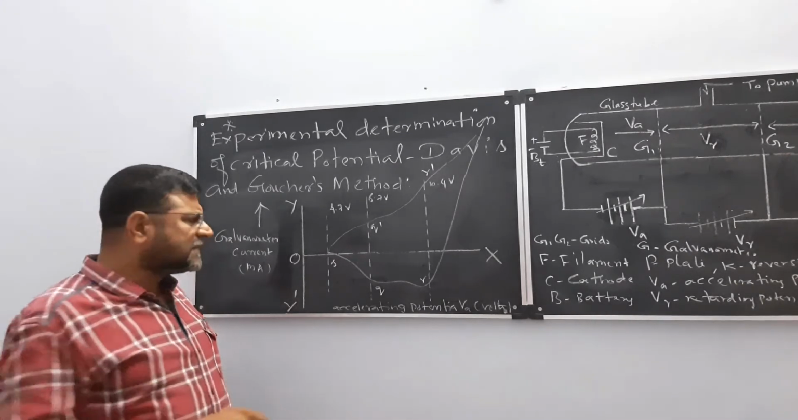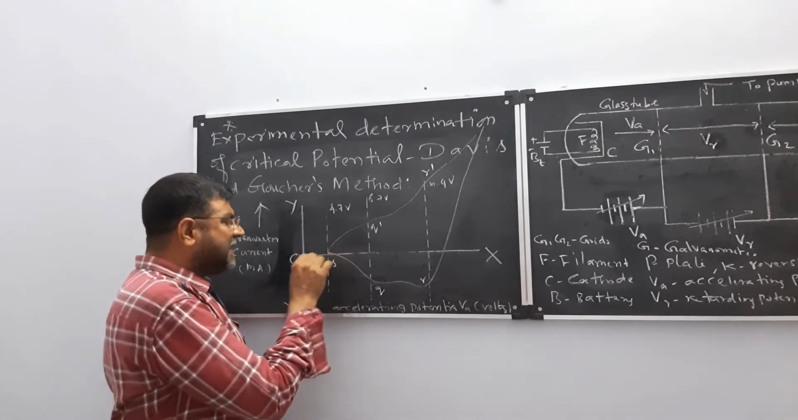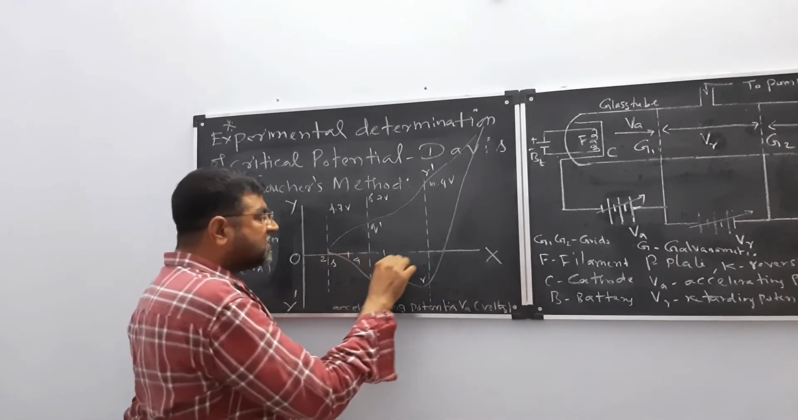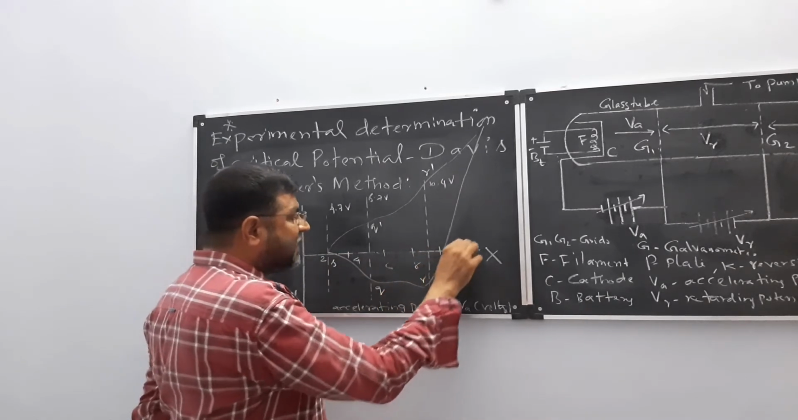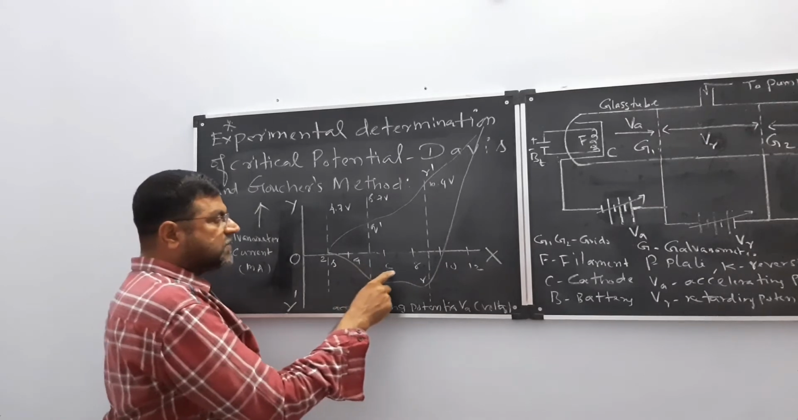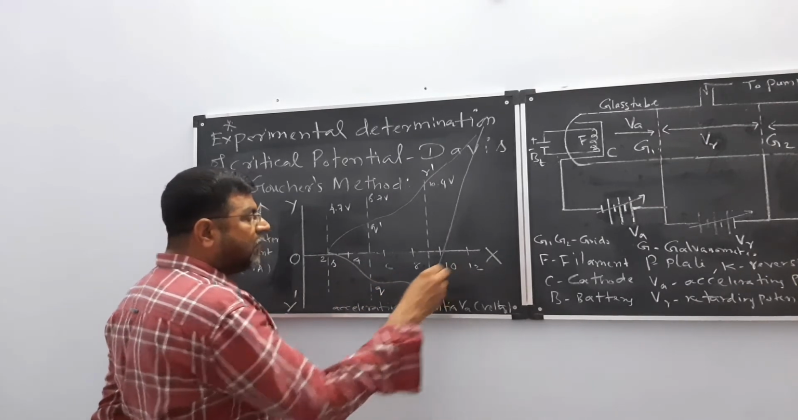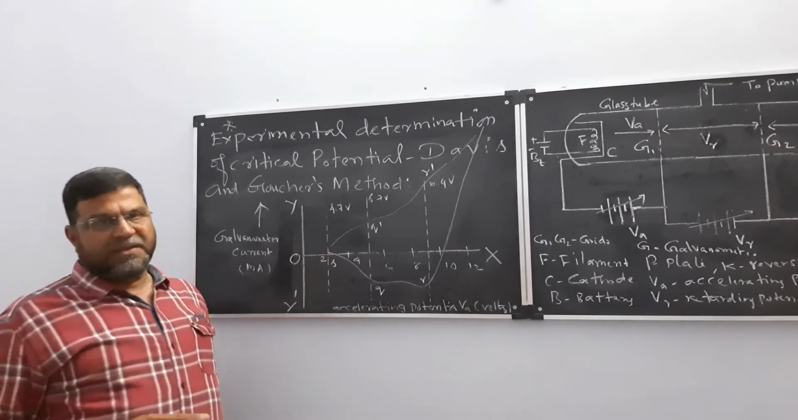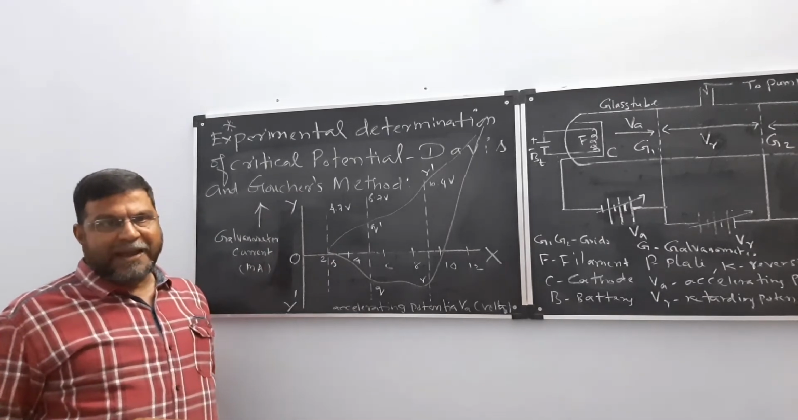milliamperes. Now I am varying the accelerating potential in steps of 2, 4, 6, 8, 10, 12. So I am taking so many volts: 2 volts, 4 volts, 6 volts, 8 volts, 10 volts, 12 volts. And here this current is in terms of milliamperes.